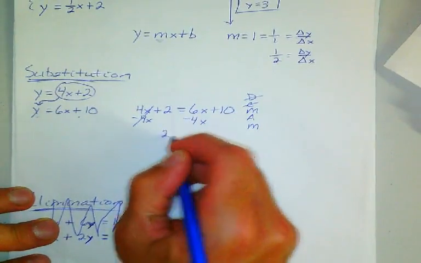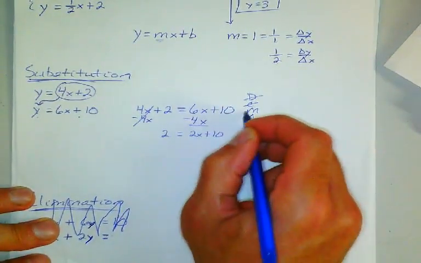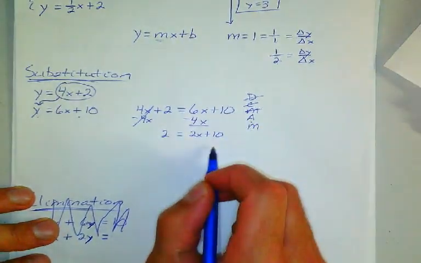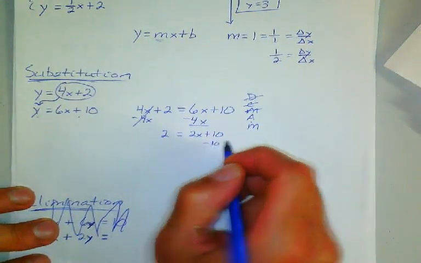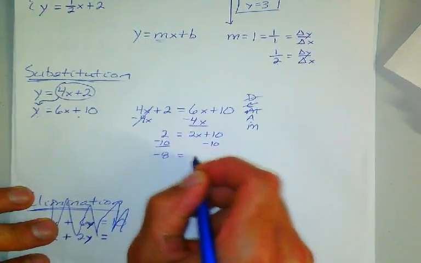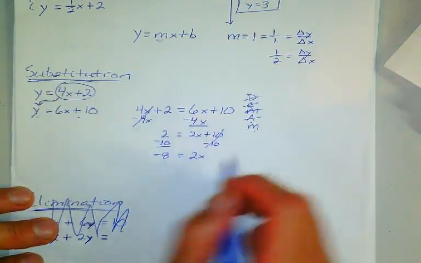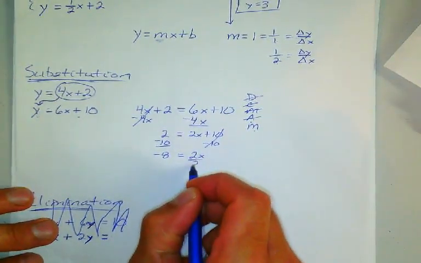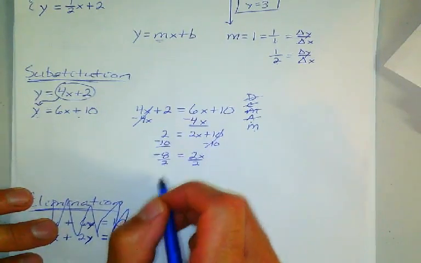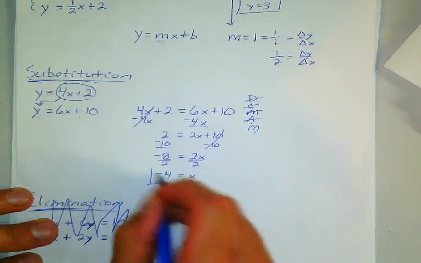So we're left with 2 equals 2x plus 10. Addition or subtraction, yeah, I'm adding 10, so I need to subtract 10. So we get negative 8 equals 2x. M for multiplication and division. I need to undo multiplying by 2, so I divide by 2. And negative 8 divided by 2 is negative 4. Negative 4 equals x.